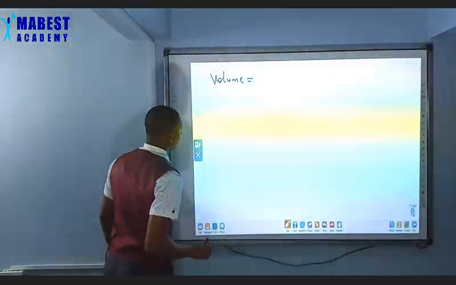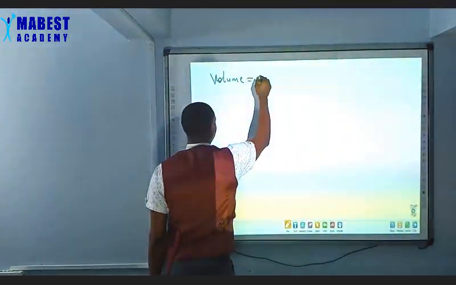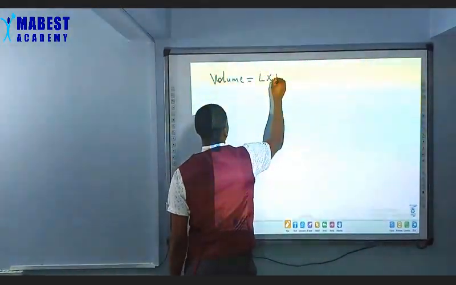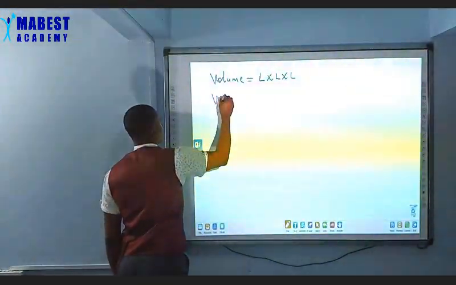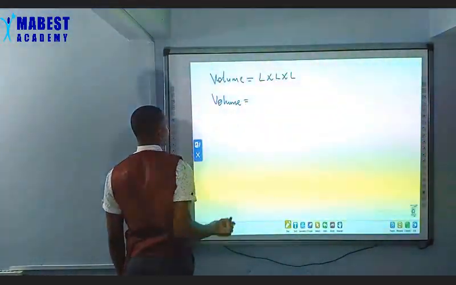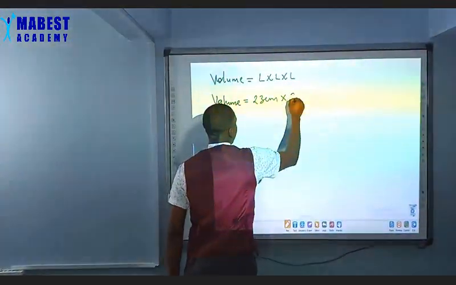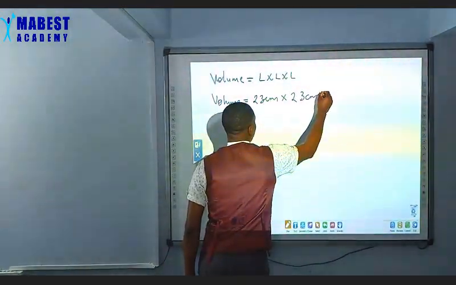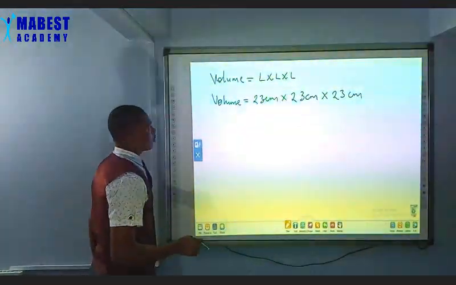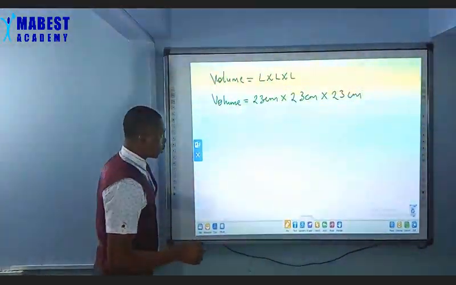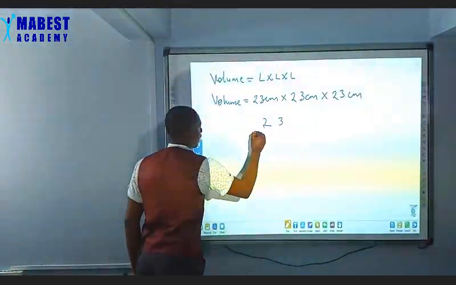Yes, who can recall the formula? For a cube, that is length times length times length. And since we are looking for the volume, the length is given to be 23. That is 23 centimeter multiplied by 23 centimeter multiplied by 23 centimeter. So if we multiply, what is 23 times 23? Let's do it. 23 times 23.